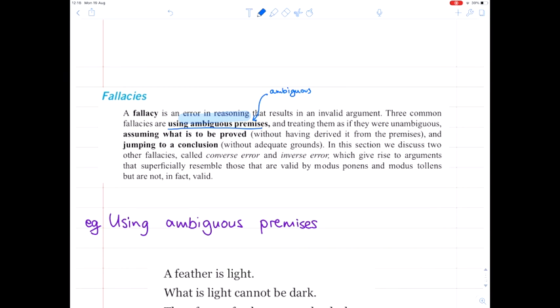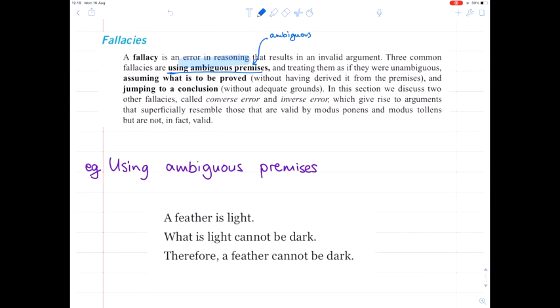We're also going to talk about converse and inverse errors, which give rise to arguments that look kind of like modus ponens or modus tollens, but are not in fact valid. Okay, so let's start out with looking at a fallacy that uses ambiguous premises. Here we have an argument. There's a premise that a feather is light, and another premise that what is light cannot be dark, and then we have a conclusion. Therefore, a feather cannot be dark.